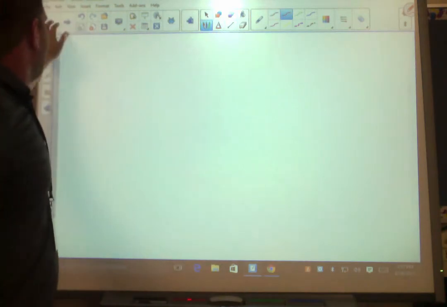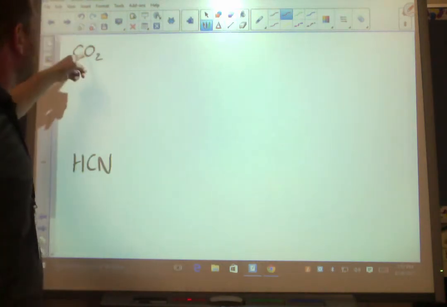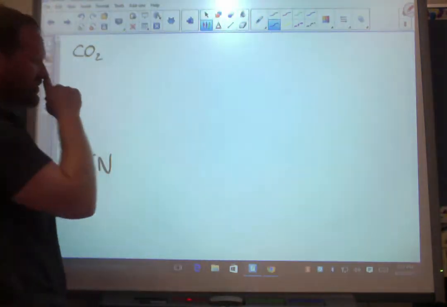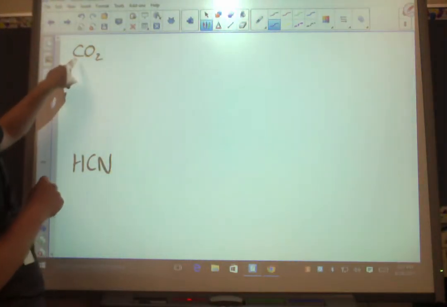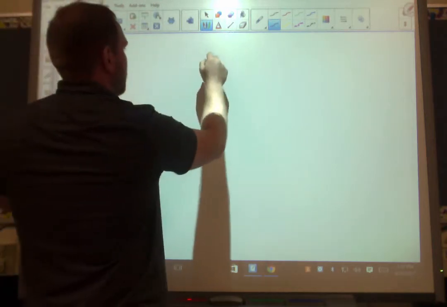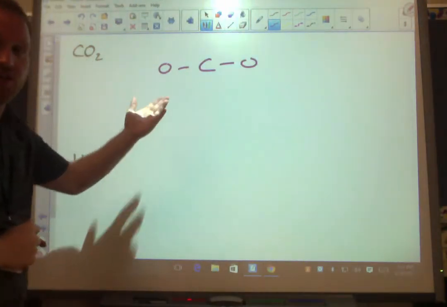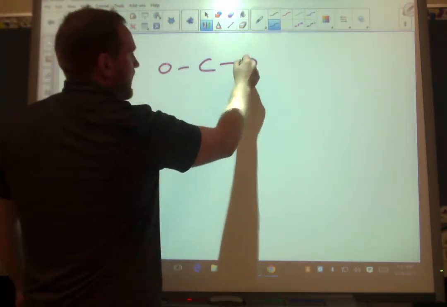Let's look at CO2, carbon dioxide. So let's start with our skeleton structure. Now carbon's the one that's by itself, so that's going to be in the middle. We're going to put the 2 O's like this, and that's our skeleton structure, COO, like that.